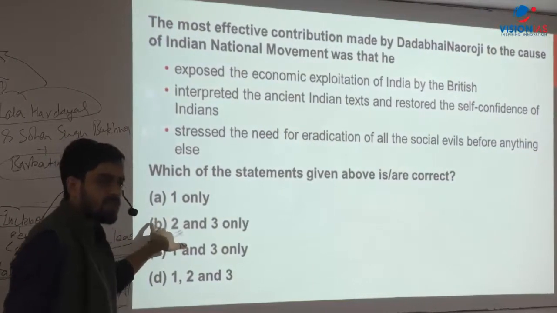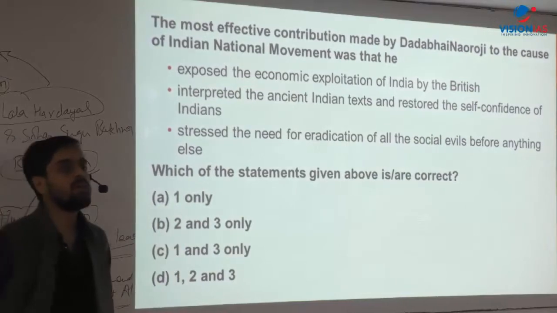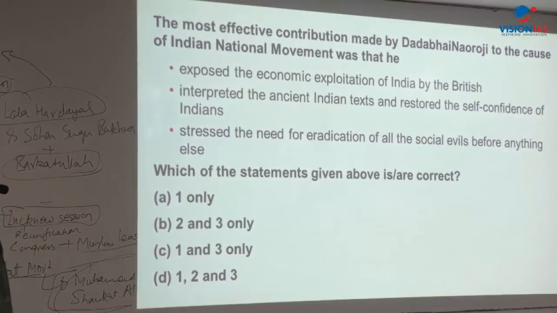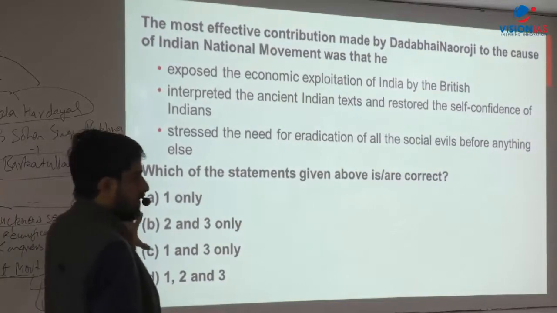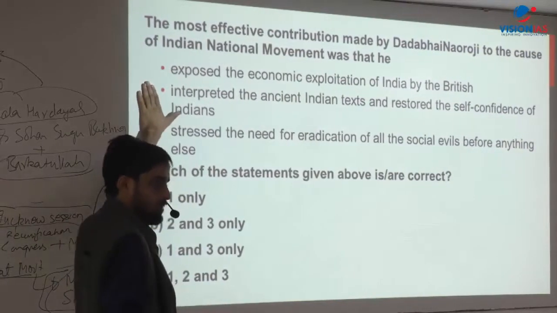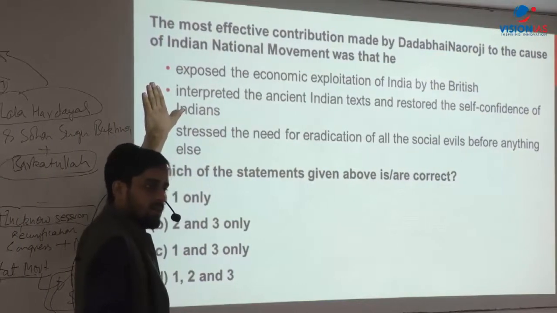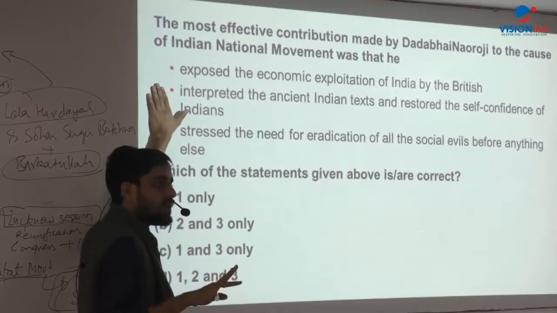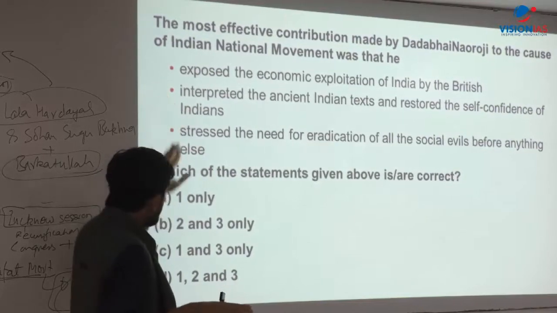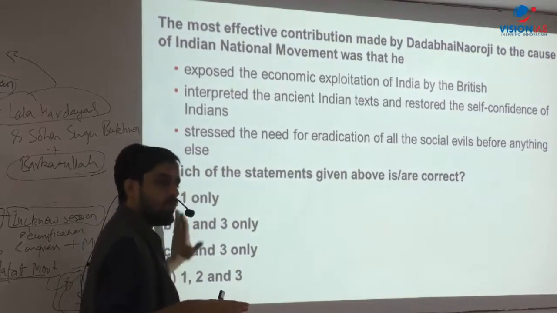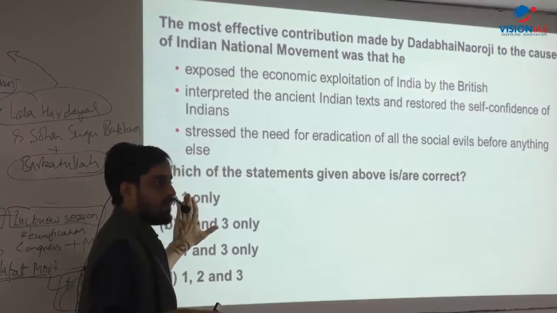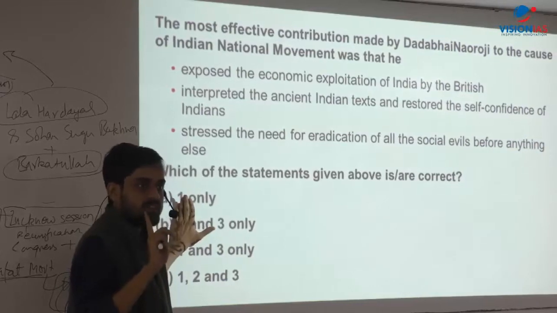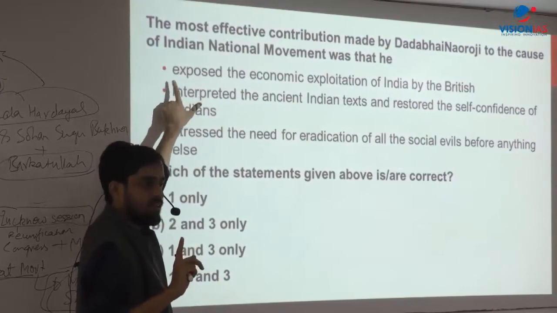Why I'm saying this is because of 2 reasons. Suppose there is a question in which you are not sure about the first option, whether it is correct or incorrect. If you don't know whether the first option is correct or incorrect, you are a bit dicey, and you see that 3 out of the 4 options have one as a correct option, then in all likelihood the first statement is correct.